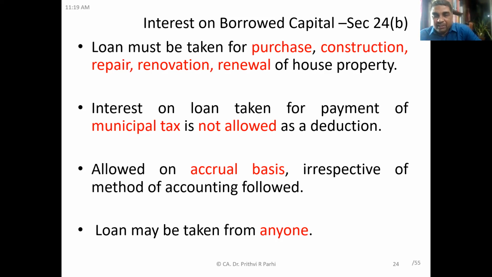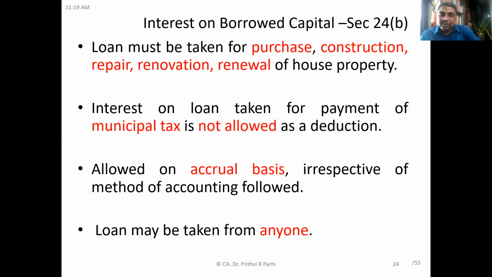Okay. Now, earlier, friends, I had told you that when you are making a deduction for municipality taxes, it is allowed on cash basis only. That means only when cash is paid, then only it is allowed. If cash is not paid, it is not allowed. Is it not?